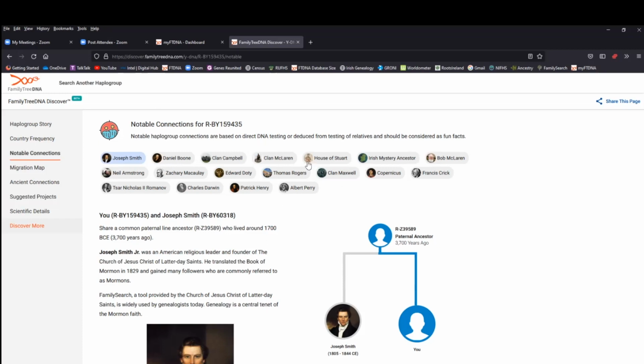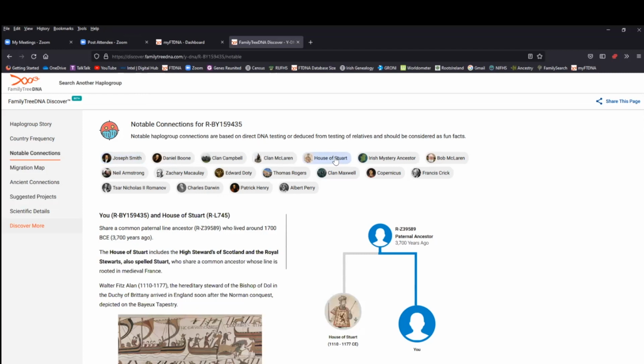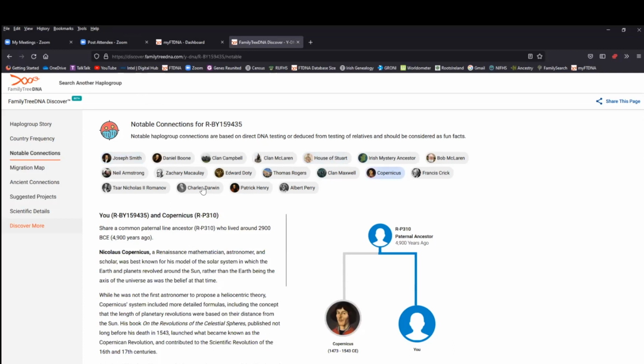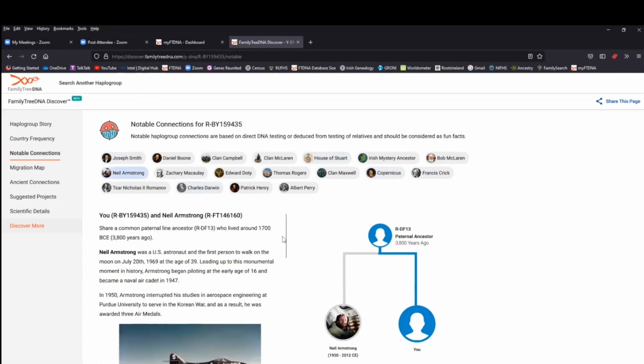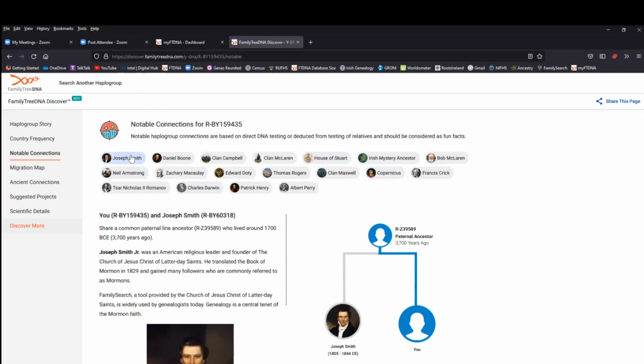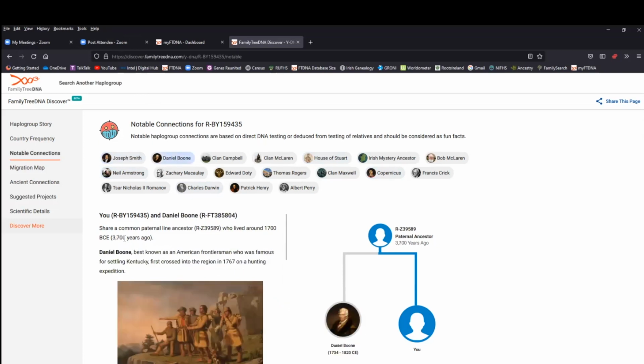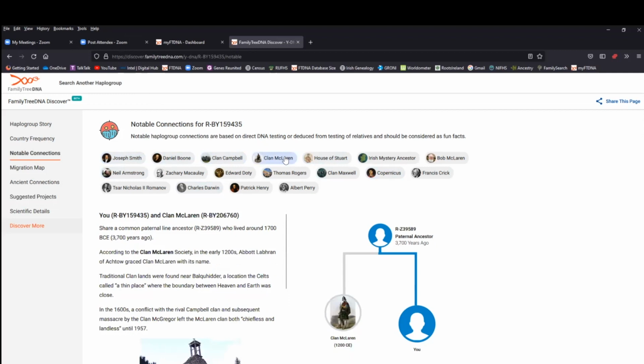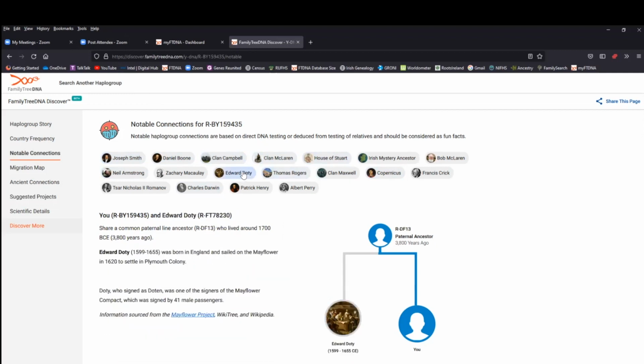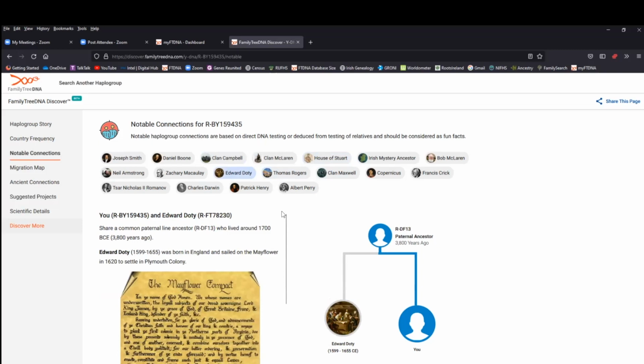So you can read about those people, and you can see then the House of Stuart. You can see there's Copernicus, Charles Darwin, Neil Armstrong, and you can just read about these people. So the whole idea is to add in more famous people here as they go. And I think the first one is always going to be your closest. So, I mean, you can see that a lot of mine are 3,700 years ago. But I think they've added in probably a couple of hundred of these for everyone on Y-DNA. But Y-DNA is very specific. So therefore, that's why some of these connections are going so far back.